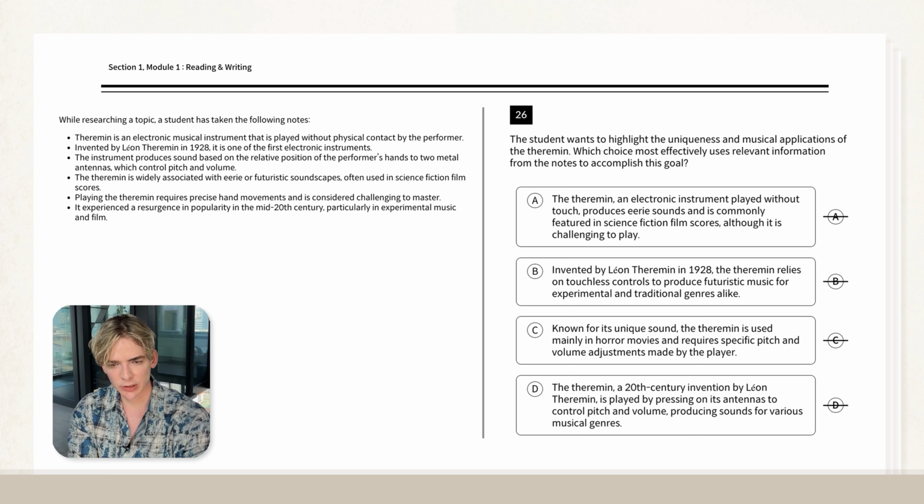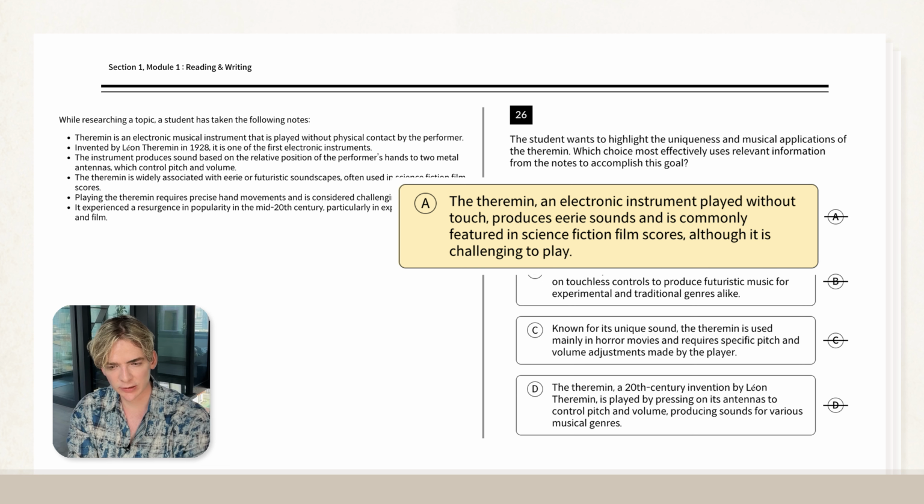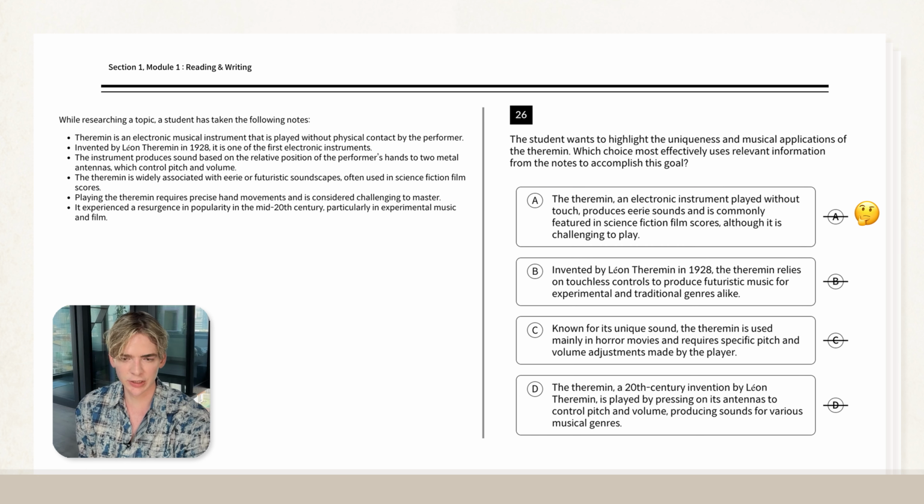So let's reread the options. Option A says, the theremin, an electronic instrument played without touch, produces eerie sounds and is commonly featured in science fiction film scores, although it is challenging to play. So here it seems like they address both the uniqueness and musical applications, so let's not get rid of A.